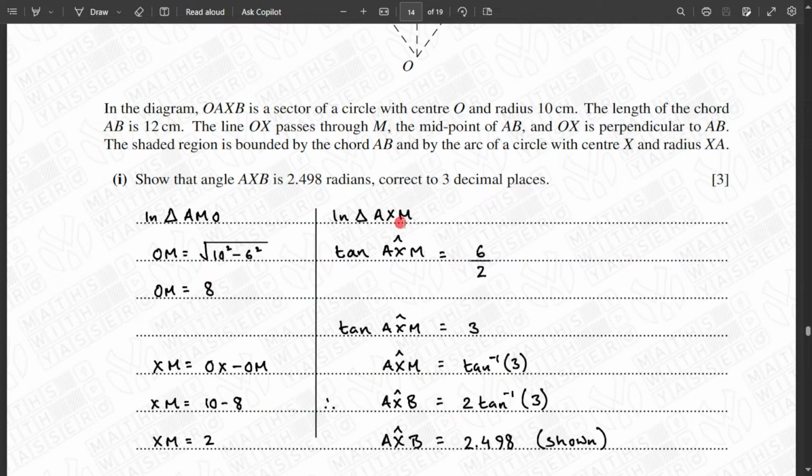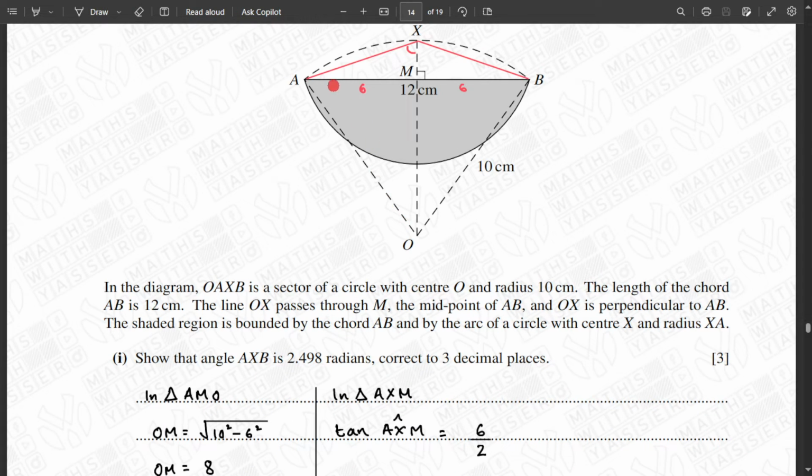Now in triangle AXM, just this triangle, we know the value of XM now, which is 2, and we know the value of AM as well, which is 6. In order to find this angle, we can see that this is also a right angle triangle. So we can definitely use SOHCAHTOA. So tan AXM will be opposite over adjacent. So opposite is 6 and adjacent we just found is 2.